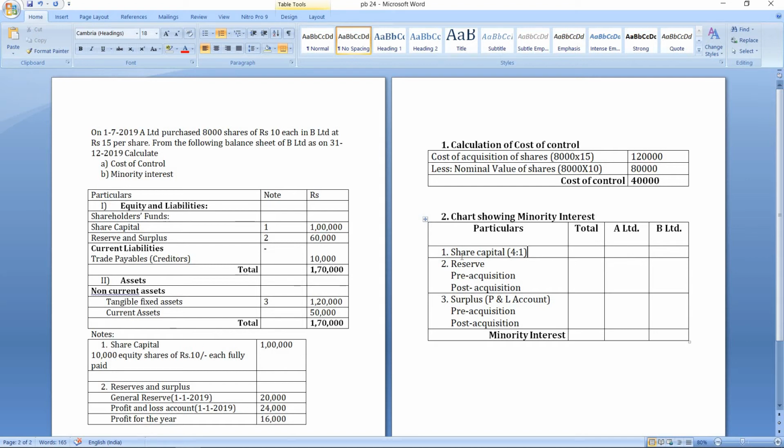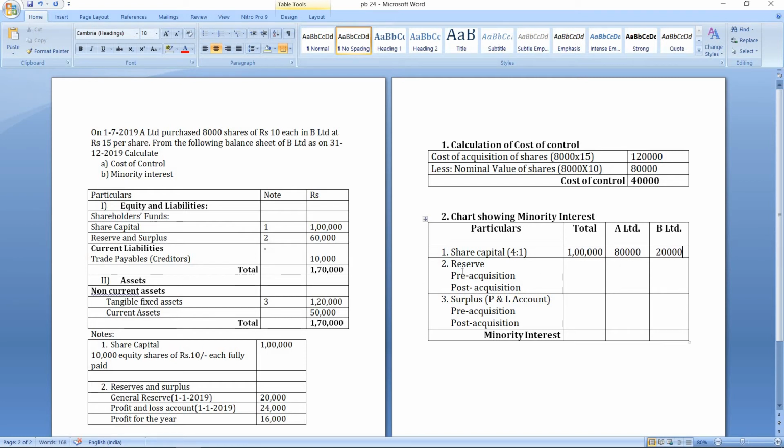So first we will divide share capital. What is the share capital? Share capital is 1 lakh rupees. So 1 lakh into 4 divided by 4 plus 1, that is 5, so that will be 80,000. Now for remaining shareholders, 1 lakh into 1 divided by 5, that will be 20,000.